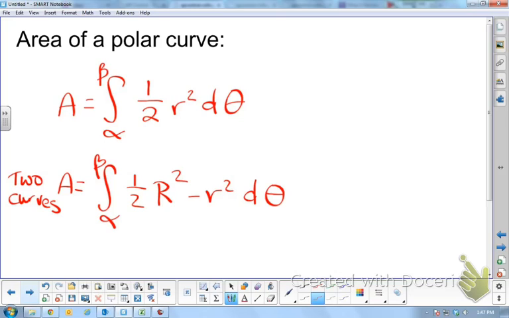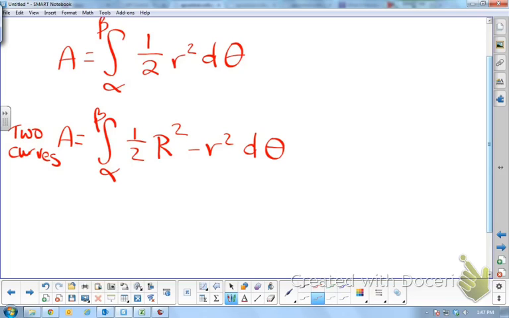So again, the formula itself, super easy. Plug in r. They're going to tell you r equals blah. You're going to plug that into that. It's just finding the bounds. Finding the bounds, not as easy. It's a pain in the butt.